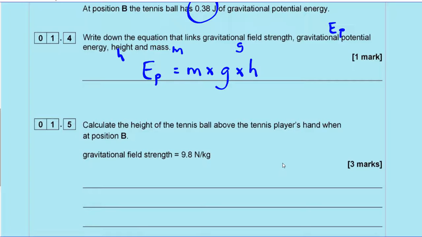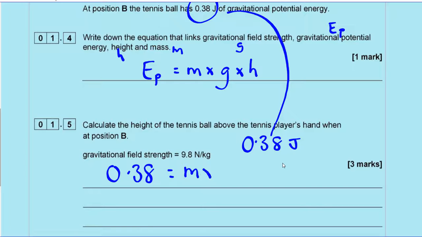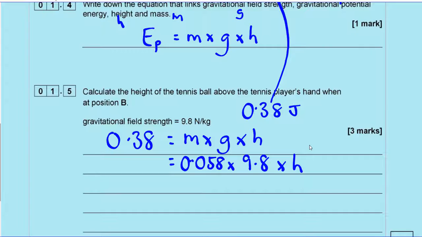So position B, what we know from position B is, from up here, we know it has 0.38 joules of gravitational potential energy. So 0.38 must be equal to mass times gravitational field strength times height. Okay, lots of different ways of doing the substitution, but we know the mass of the ball is still 0.058. We've now been given a value for G, which is 9.8, and we still don't know what H is. That is a thing that we have got to work out.